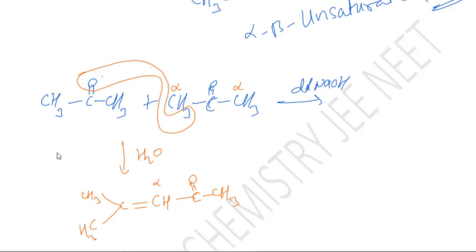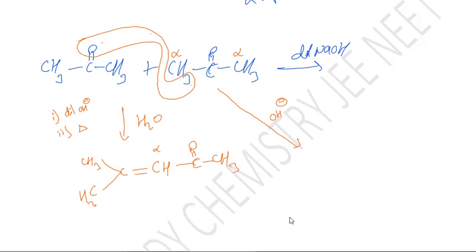But the important point here is, in the question, the first step may have dilute NaOH, or dilute OH minus, like this. The second step, whenever heat is given, this is the product. Suppose sometimes they don't give heat, only OH minus is given. In that case, our product is beta hydroxy. If heat is given, that is alpha beta unsaturated.